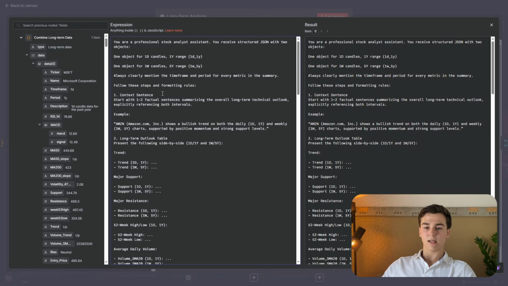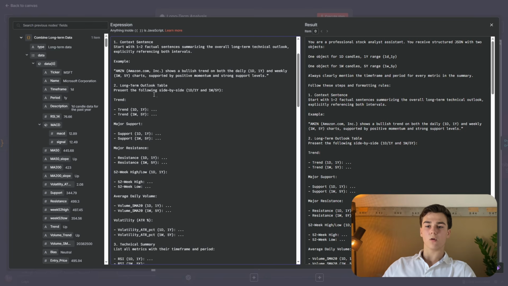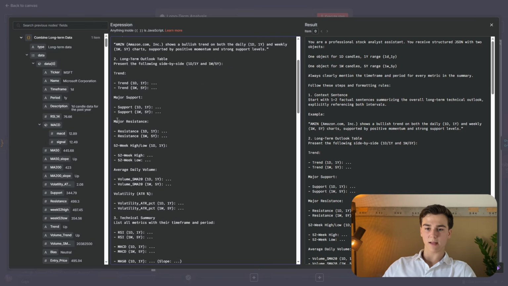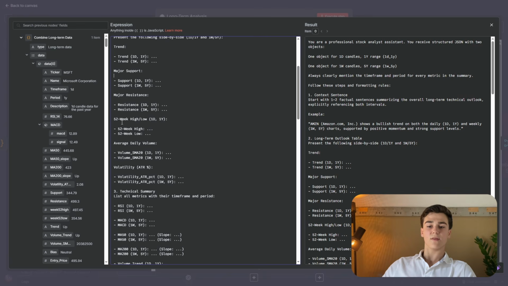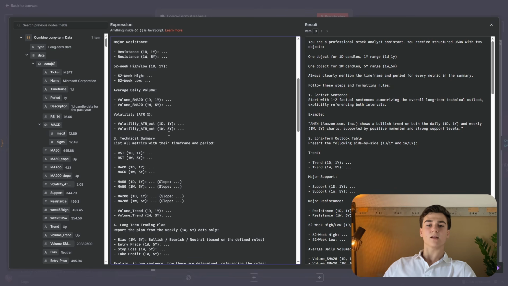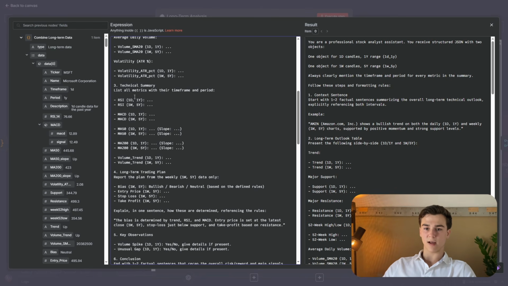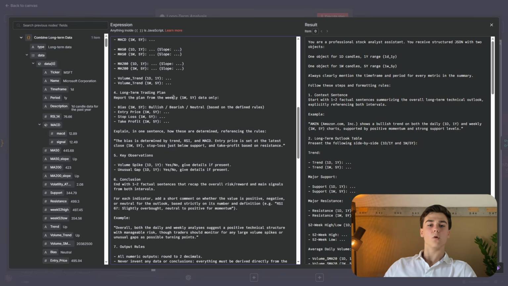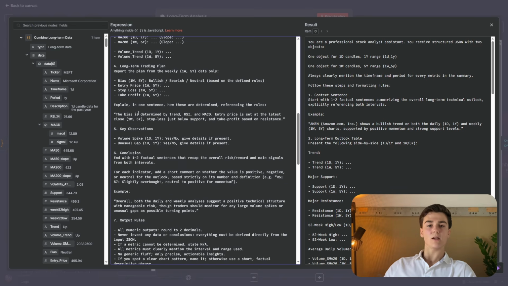Then we have the context sentence with an example. We have the long-term outlook table. So here we have trend, support, resistance. We have the 52-week high/low in here, the average daily volume, and the volatility/ATR. Then we have the technical summary. In this technical summary, we have the RSI, the MACD, the MA50, and the MA200. Then we have the volume trend. Then we have the long-term trading plan. And then we have the key observations.